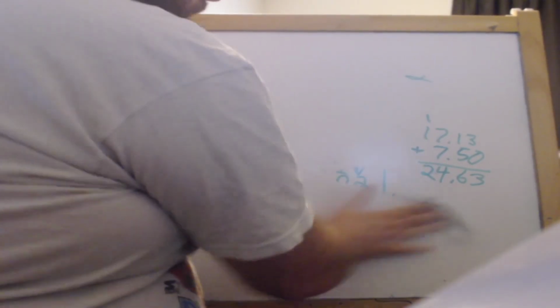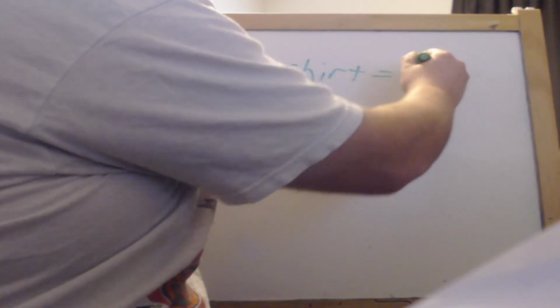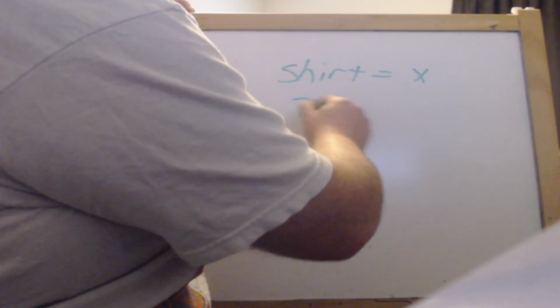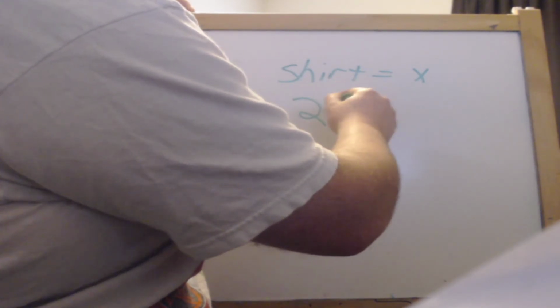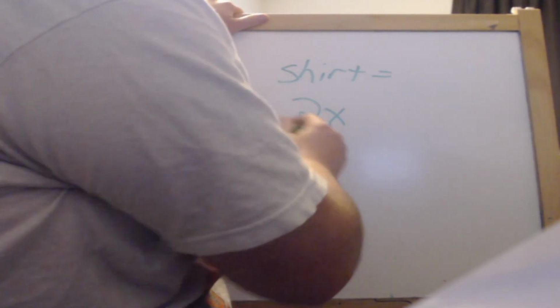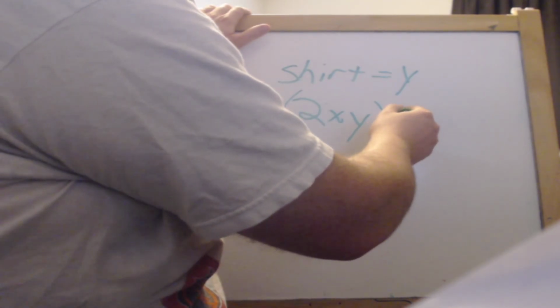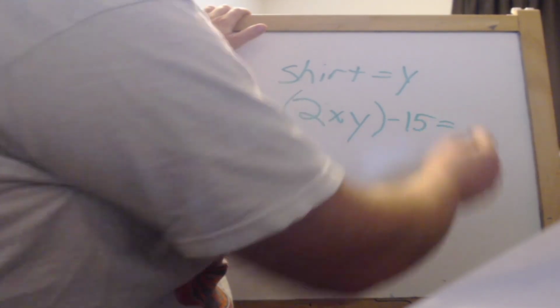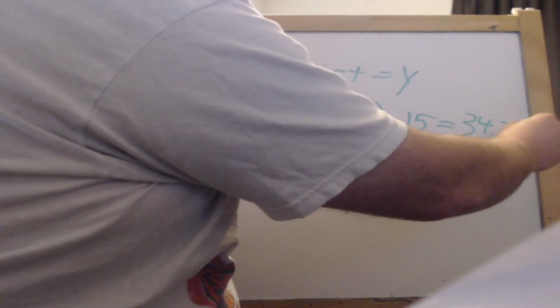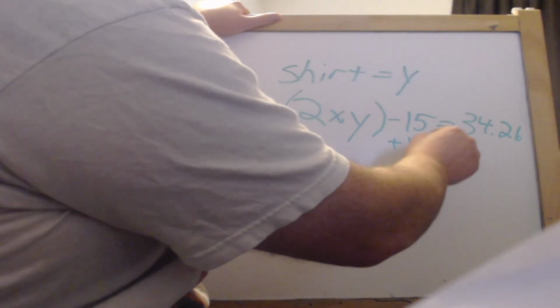And another way to do it, which I don't think you'll get to until well into middle school, is just straight algebra, where I can make variables. Let's just say that the price of the shirt that we're looking for equals x. Actually, let's just make this y. So it would be 2 times y, and then minus 15 equals 34.26. Okay, so then you would basically add 15 to both sides.